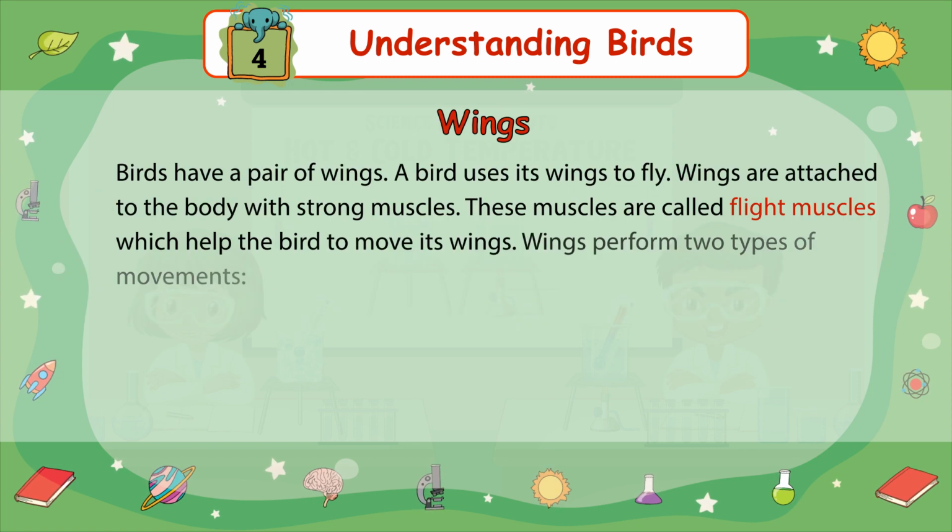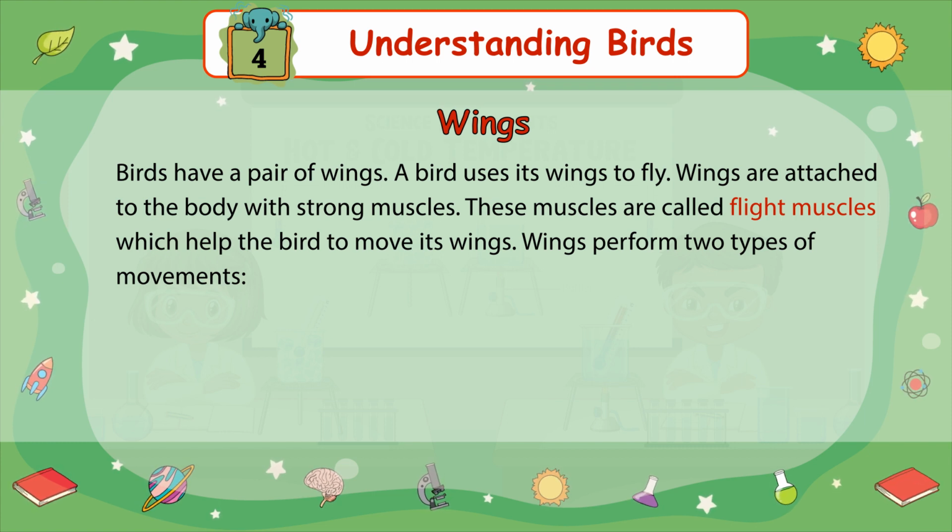Wings. Birds have a pair of wings. A bird uses its wings to fly. Wings are attached to the body with strong muscles. These muscles are called flight muscles, which help the bird to move its wings. Wings perform two types of movements.